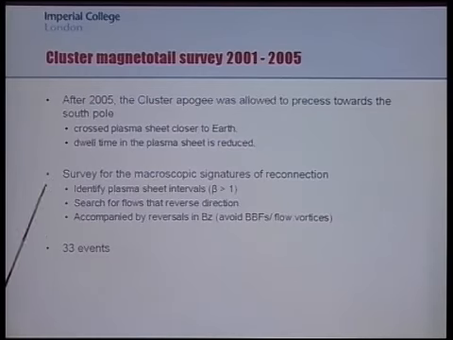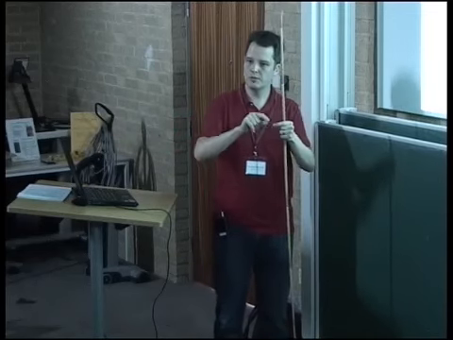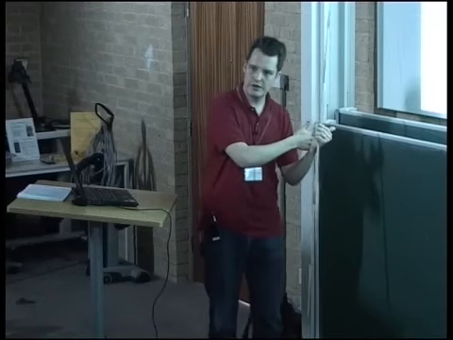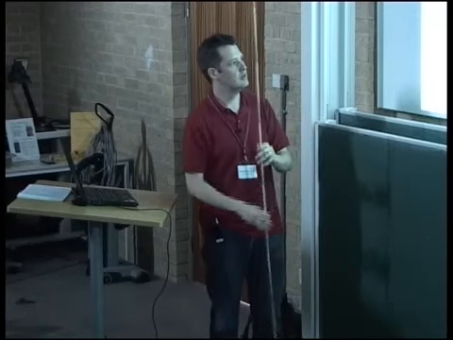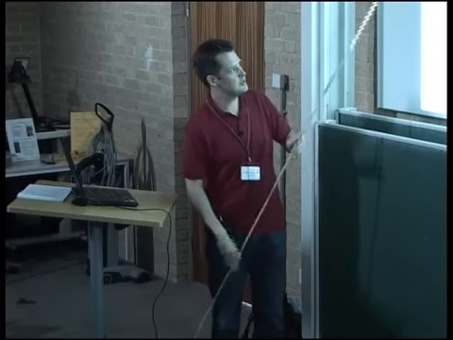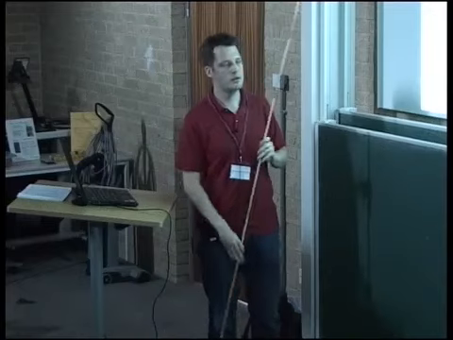You start looking for, well, were they near the current sheet in the magnetotail? And then did we see a flow burst that would correspond to a reconnection event? And then did we see a flow burst that reversed direction, that meant that we were going through from one side of an X-line to the other? And cut it down, and how many events do you get? It turned out in the end 33 events, which is not a lot.